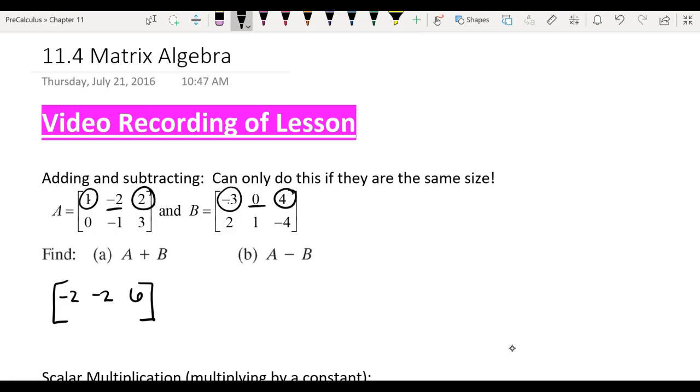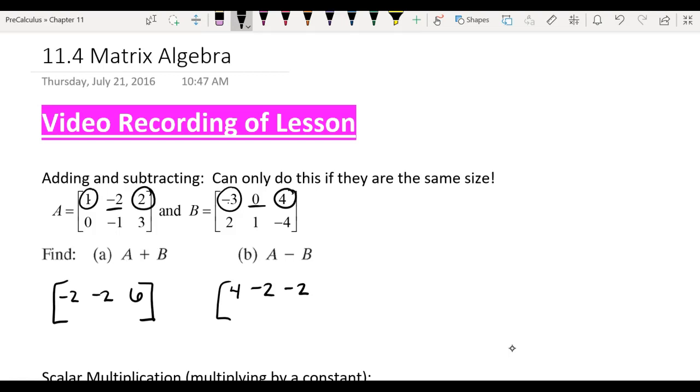So far, so good? The same is true for subtraction. Okay, you would do 1 minus a -3. 1 minus a -3 is 4. -2 minus 0, which is -2. 2 minus 4, which is -2. Any questions on subtracting matrices? Do I need to do the bottom row of that? Or do we understand how to add and subtract them now? Pretty good?